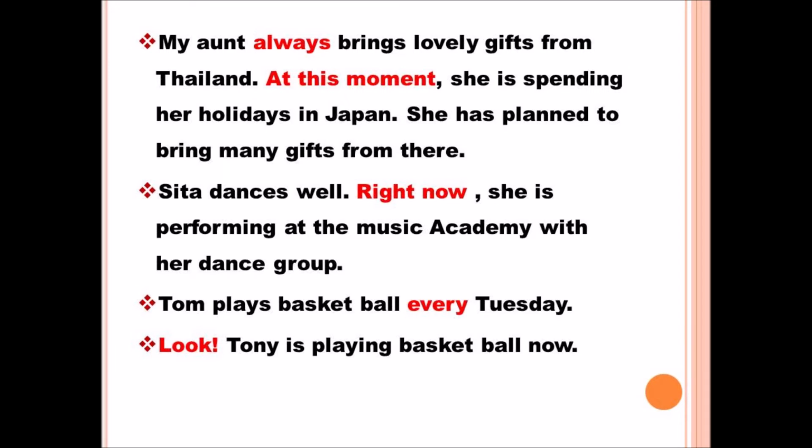Tom plays basketball every Tuesday. So every Tuesday, every week he plays basketball. Tom is a boy, right? So we use he. For he we use the present form of the verb and add s with it. So plays. Tom plays basketball every Tuesday.